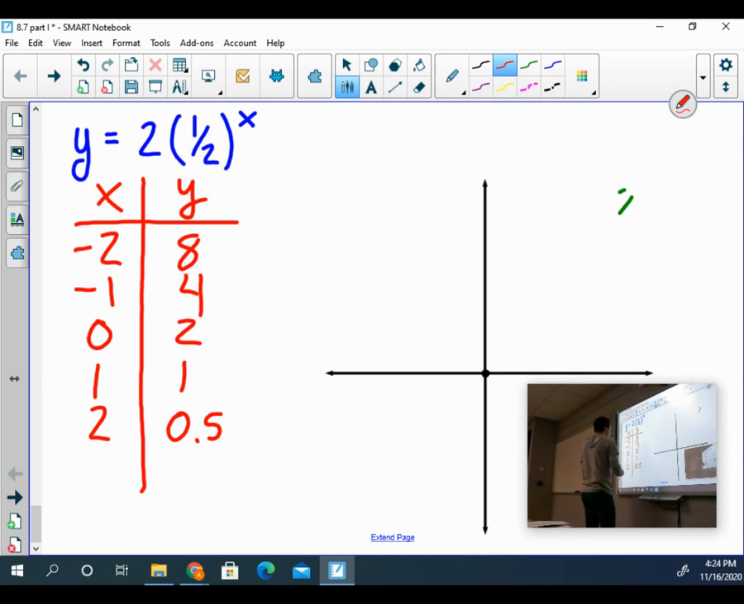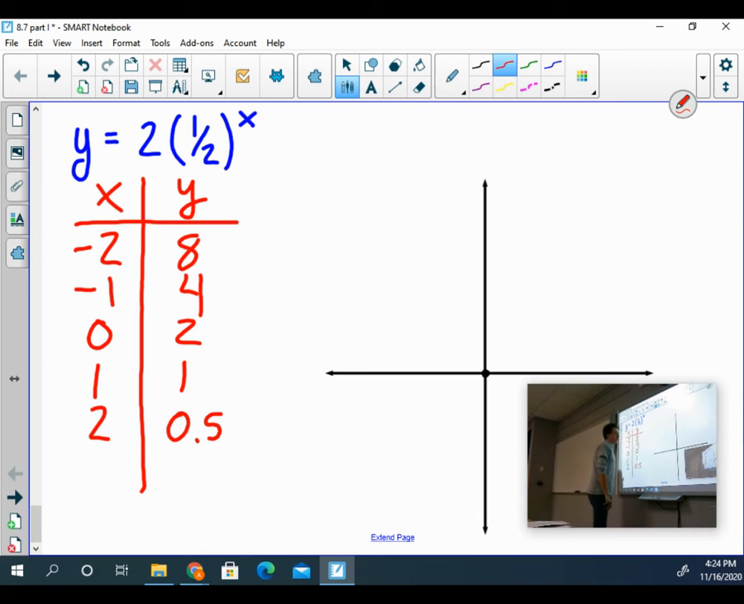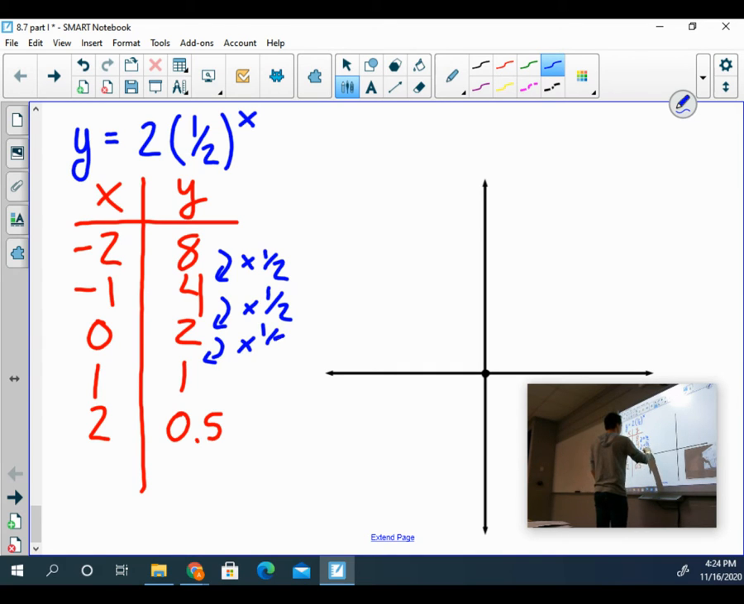Number one, our rate of change, our b value, which we learned about in the previous video, is 1/2. If our rate of change is 1/2, theoretically, my y values should be dividing by 2, which if you look, 8 times 1/2 would give you 4. 4 times 1/2 would give you 2. Your rate of change should be consistent down your y values. It's a great way to check your work. See if your rate of change is consistent. In our case, it is.